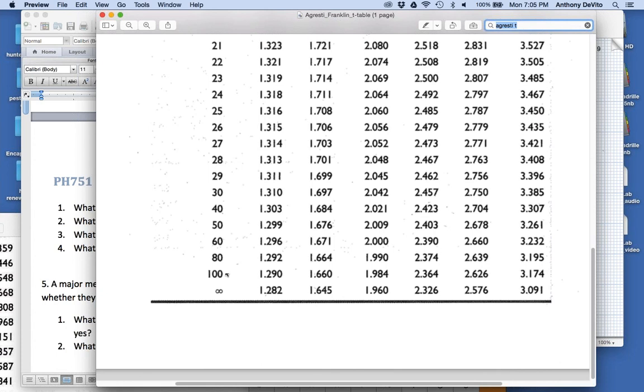Well, you want to know something? The table doesn't even go up that high. It goes up to 100. The next thing is infinity. So a sample size of 101, which would be 100 degrees of freedom, is already down to 1.984. It's so close to 1.96, why even bother?